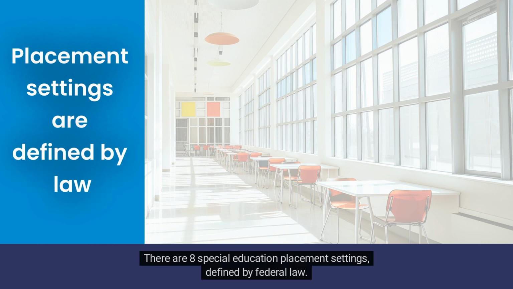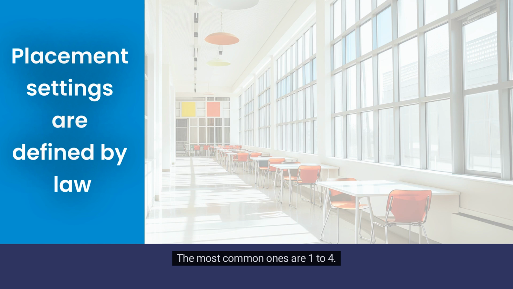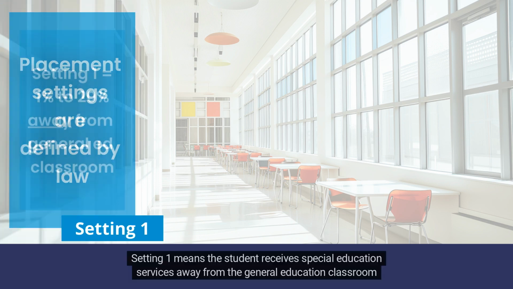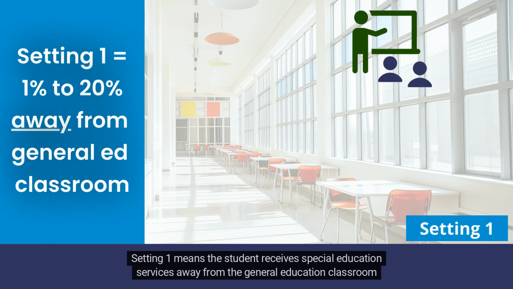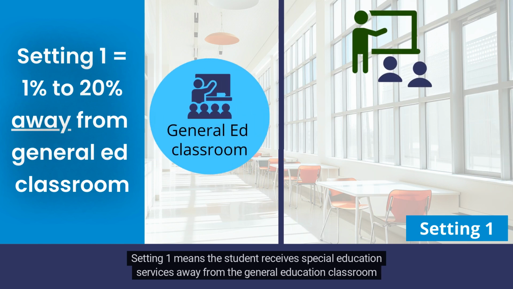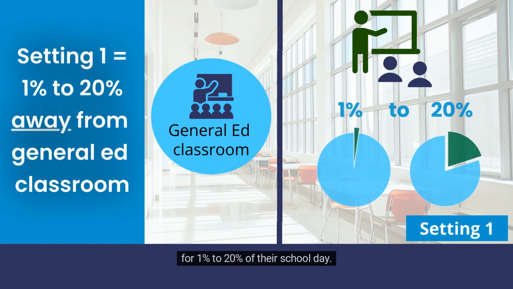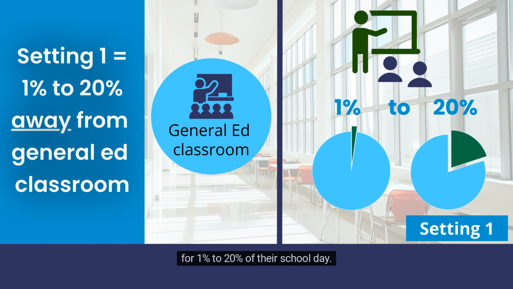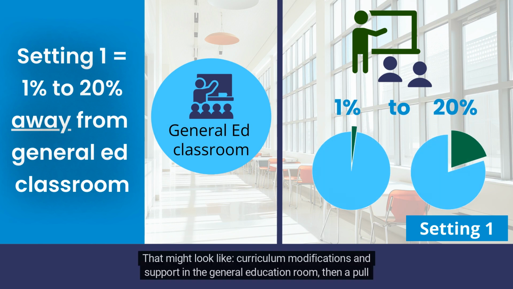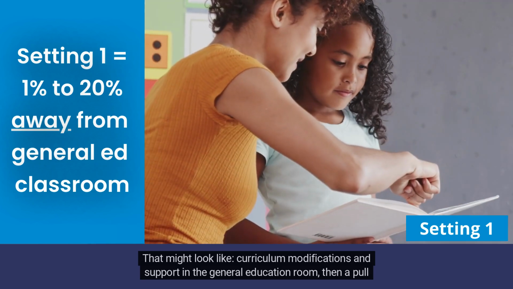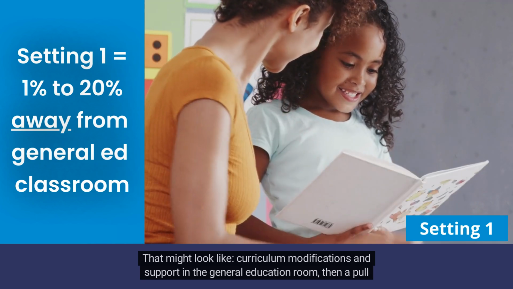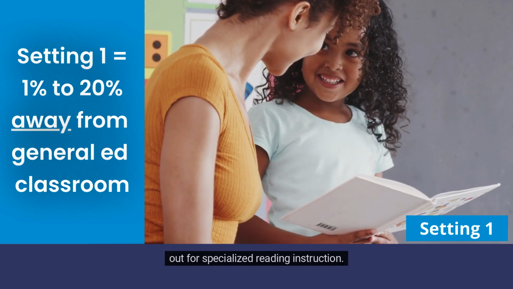There are 8 special education placement settings defined by federal law. The most common ones are 1 to 4. Setting 1 means the student receives special education services away from the general education classroom for 1% to 20% of their school day. That might look like curriculum modifications and support in the general education room, then a pull-out for specialized reading instruction.